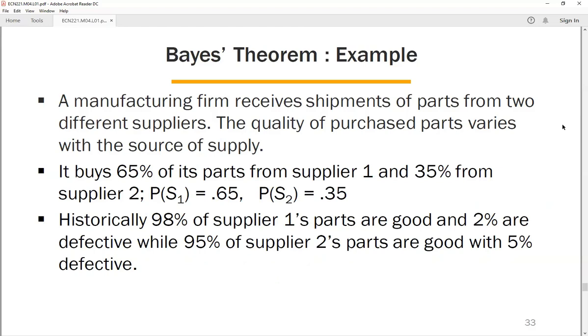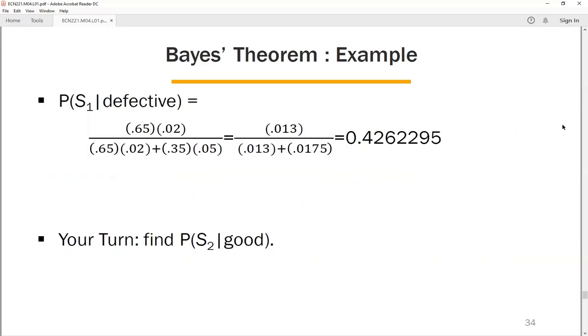Historically, 98% of supplier 1's parts are good and 2% are defective, while 95% of supplier 2's parts are good, with 5% being defective. So if we take that information, then we can figure out a conditional probability, or posterior probability if you prefer. Let's figure the probability that the part came from supplier 1 given that it was defective. So we have to know already that the part's defective.